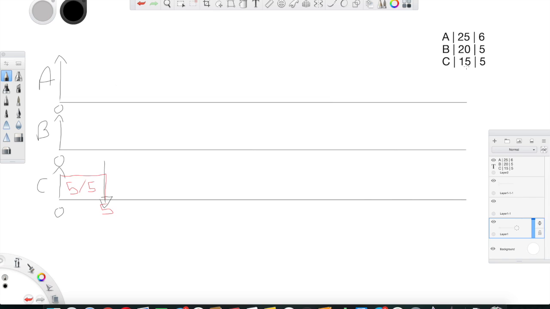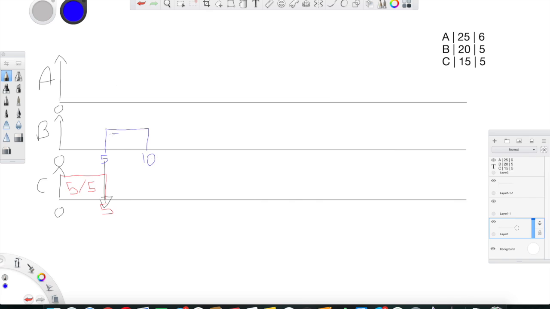We have 2 remaining tasks, A and B. Task B has a higher priority than task A because task B has the shortest period. Task B's period is 20, while task A's period is 25. Therefore, task B will run, and it needs 5 clock ticks to run. So let's choose a different color, for example, blue. Here, at clock tick 5, task B will execute for 5 clock ticks. And here, this will be 10.